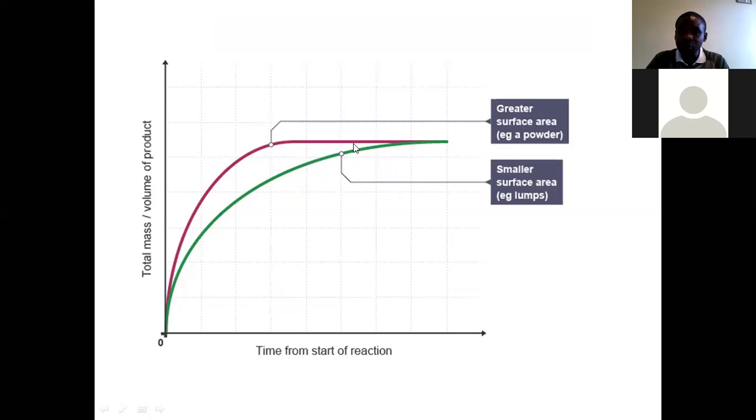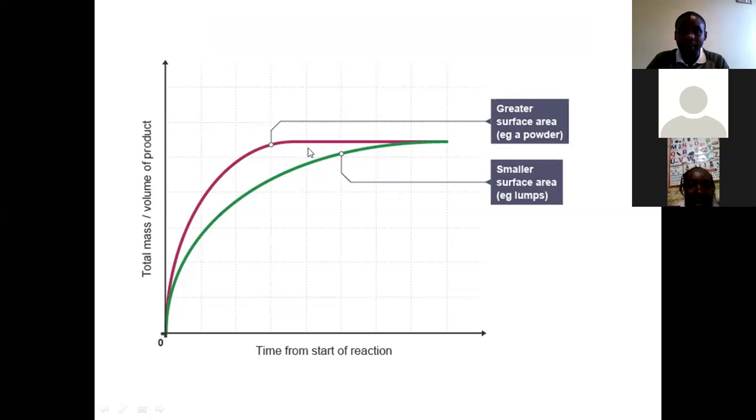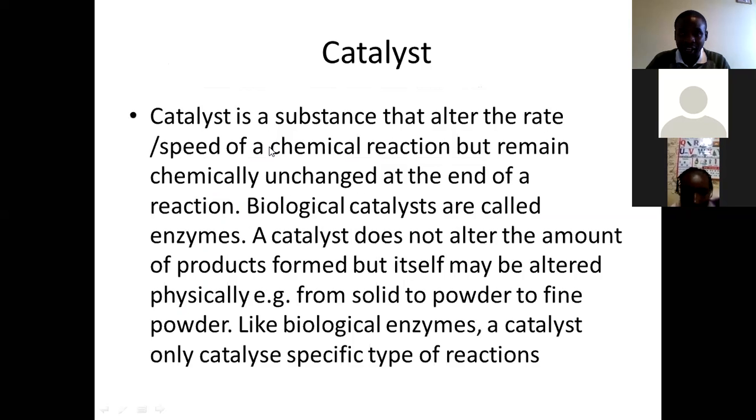But if you break it into smaller and smaller particles, like in a powder, then you can see that the time taken is very, very short. Therefore, these two graphs show that when you increase the surface area, you shorten the time required for the reaction to take place. That is actually what happens. Increasing the surface area decreases the time required and therefore increases the rate of the reaction.